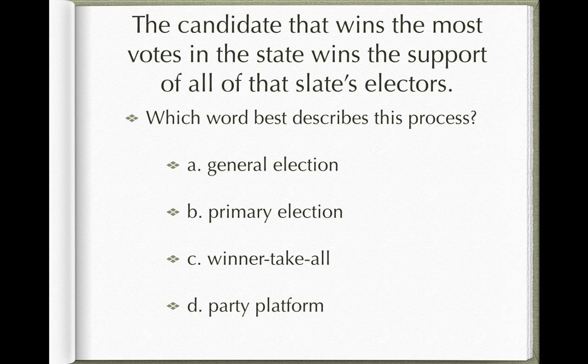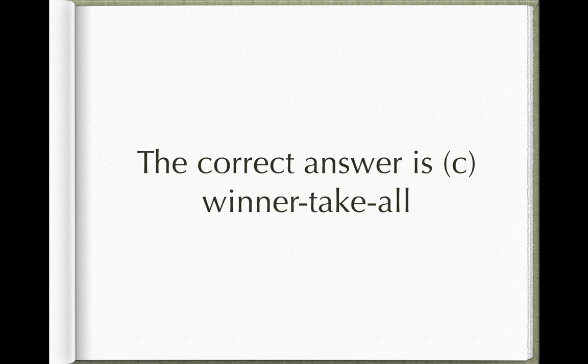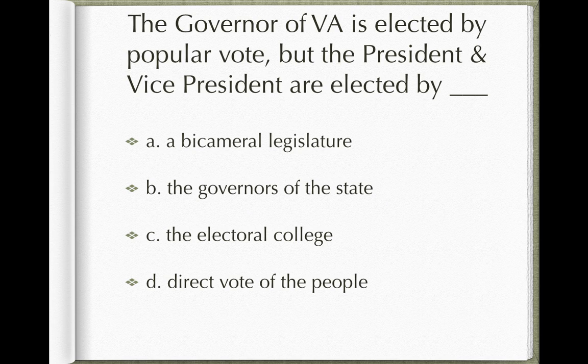The candidate that wins the most votes in the state wins the support of all of that slate's electors. Which word best describes this process? The correct answer is C, winner take all. The winner receives all of the Electoral College votes from the state.